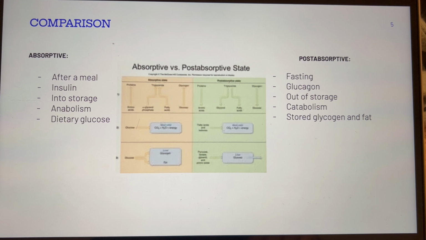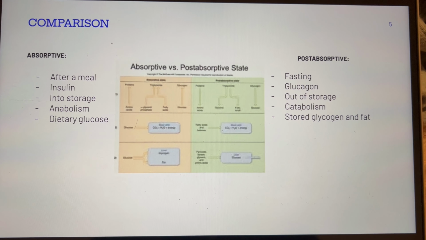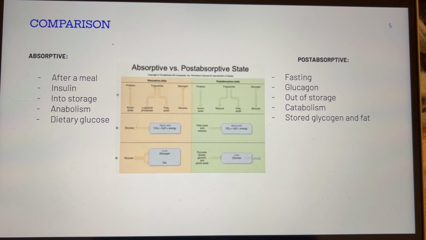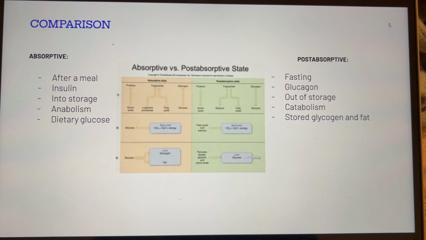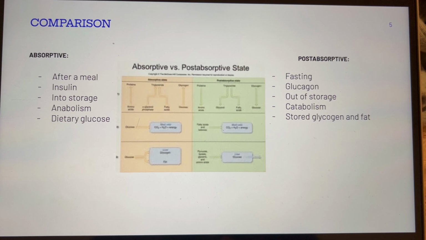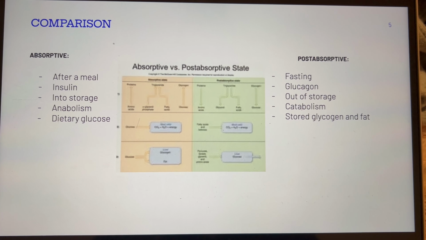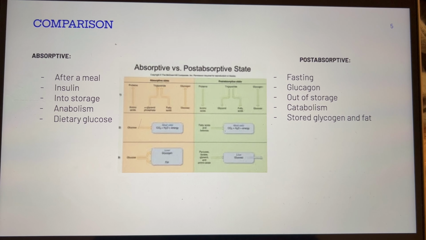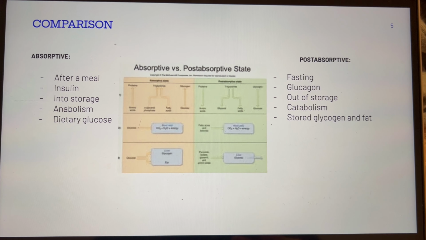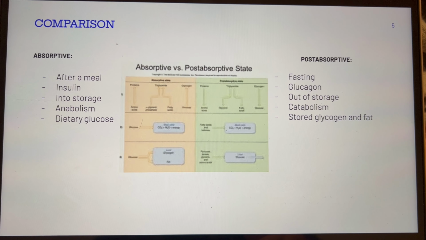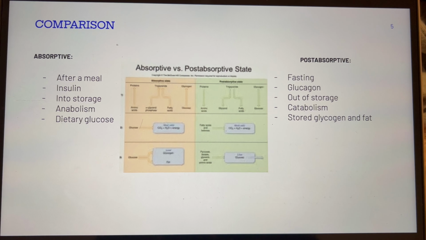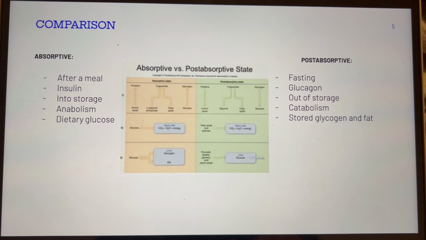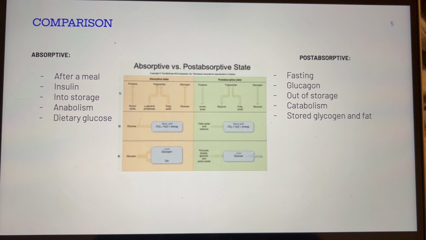Here's an overall comparison. So again, absorptive after a meal, post-absorptive fasting. Insulin, glucagon, two different hormones, into the storage, out of the storage, anabolism, catabolism, dietary glucose, stored glycogen. So making sure that one is giving us that dietary needs and the other is letting us fast.